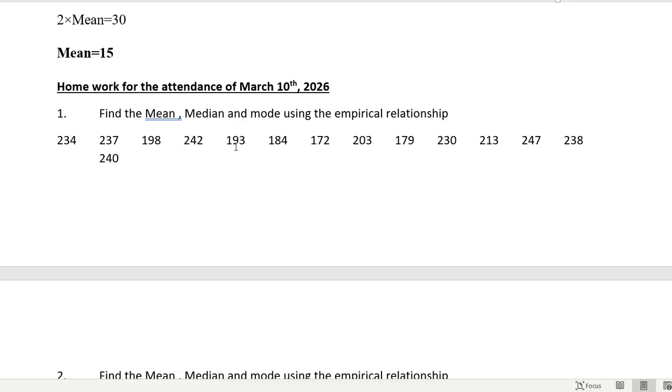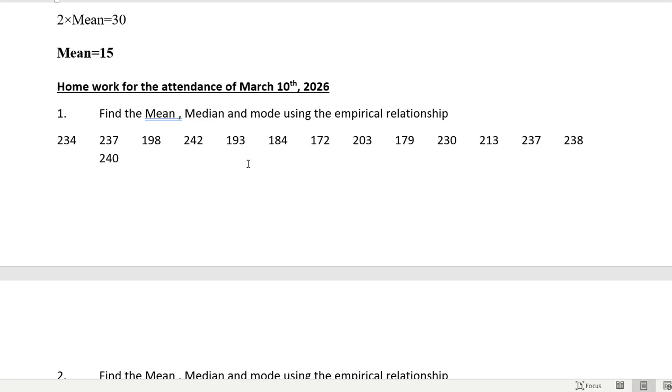237, 42, 72, 230, 247, 238, 240. This should be 237, so you'll find it quite easy now. Okay, so this is the homework for the 10th of March class.